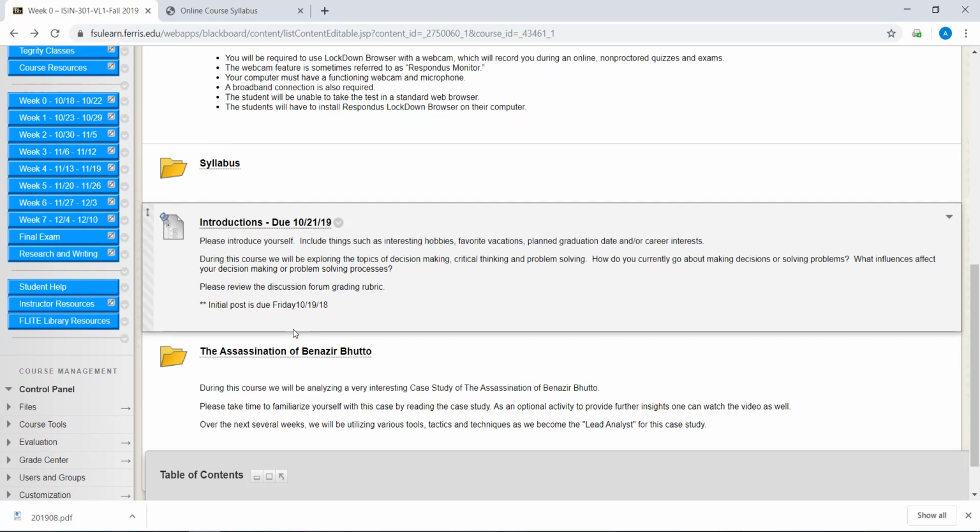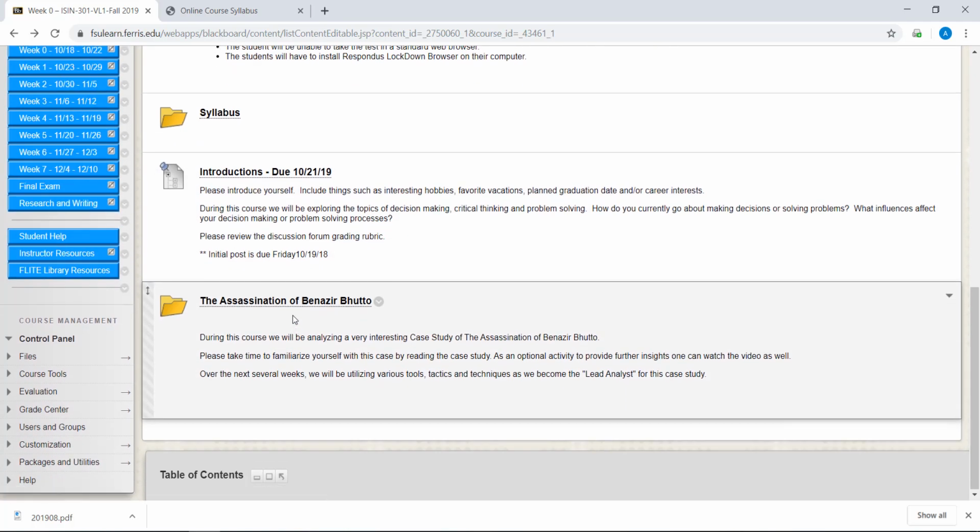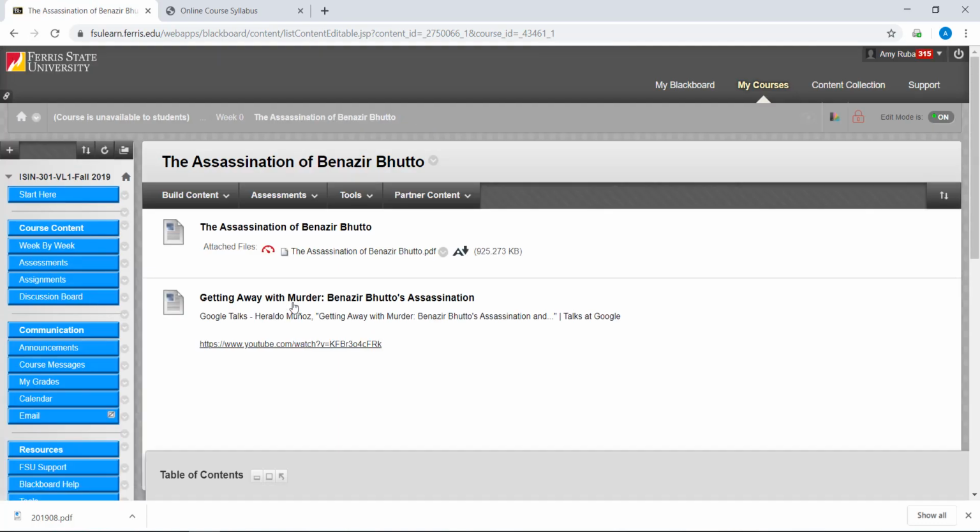The final thing that I've included in week 0 is some information on the assassination of Benazir Bhutto. This is a case that we'll be studying throughout the course. You will have the chance to apply some of the skills, tools, and techniques that you learn to this case as a way of reinforcing them. There's a document you can read on the assassination as well as a video that is provided.